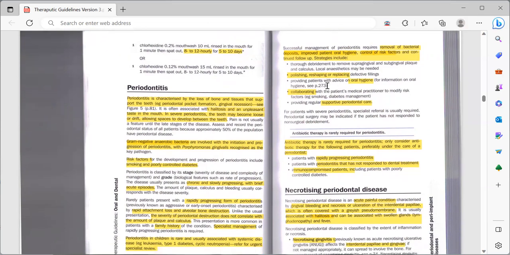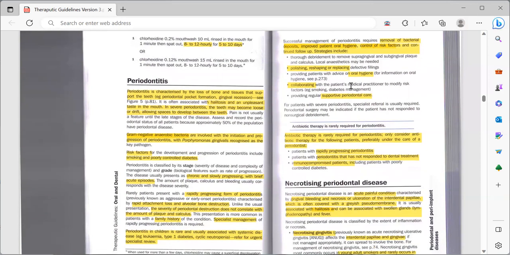Then providing patients with advice on oral hygiene. This is the patient part, which is the brushing and flossing. We will read this in more detail on page 273, but the main thing is the brushing and flossing: brushing 2 times with fluoride toothpaste for at least 2 minutes, and flossing should be done ideally at night time before brushing.